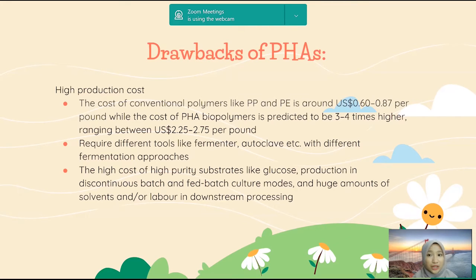Polyhydroxyalkanoates are also high in production cost because they require different tools like fermenter, autoclave, and also different fermentation approaches. The high cost of high purity substrates like glucose, production in discontinuous batch and fed-batch culture modes, and also the need for huge amounts of solvents and labor in downstream processing are also key reasons why polyhydroxyalkanoates are high in price.